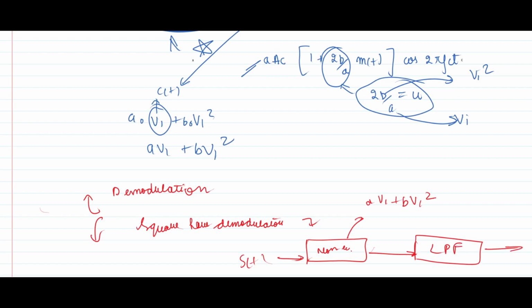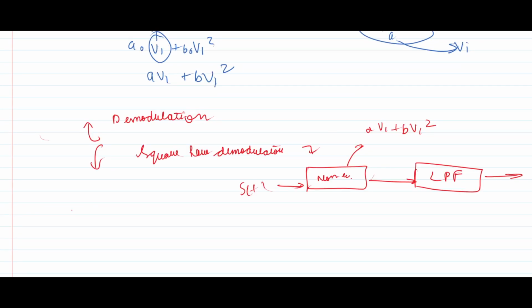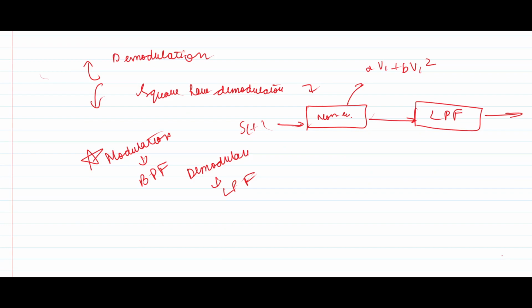So what you should remember is that while modulation you use a band pass filter, whereas while demodulation you use a low pass filter. So after passing the signal you can obtain the output.